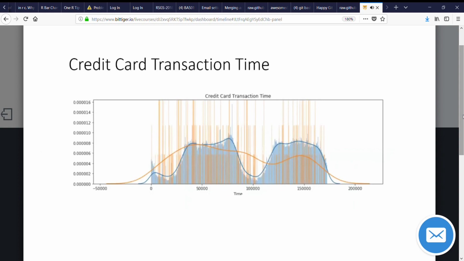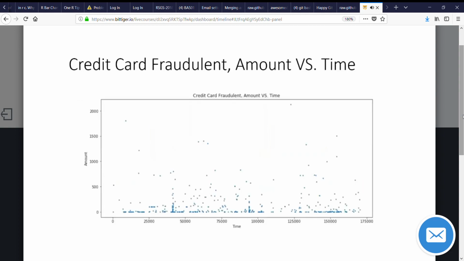We would like to see when those fraud transactions happen. So we plot the credit card transaction time. The time is also decentralized data, so it does not indicate the actual time of the transaction. So there is little or no significance in classifying a fraud transaction. However, when we analyze the fraud amount versus time, we find the fraud tended to be in smaller amounts, approximately between $100 and $200.